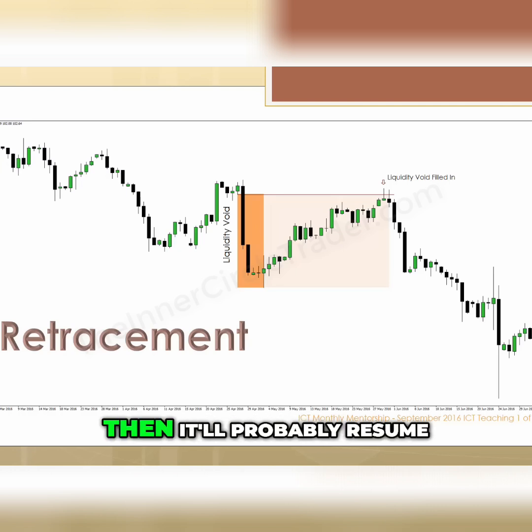Once it hits it, then it'll probably resume going lower. And that's what we're looking for in terms of a liquidity void. So we've covered 3 conditions.